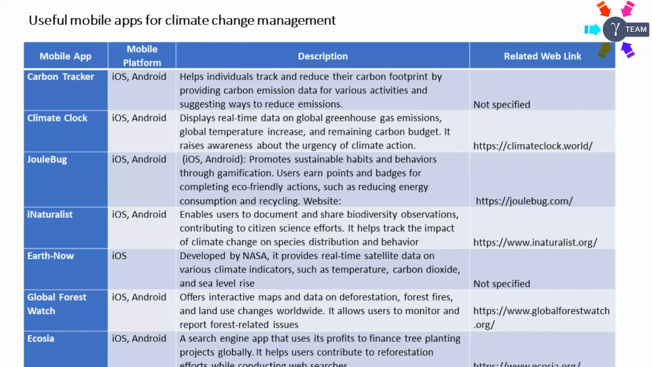So other than these web and standalone solutions, there are so many mobile apps available for climate change management. So we have selected some of the most important solutions like Carbon Tracker, Climate Clock, JouleBug, iNaturalist, Earth Now, Global Forest Watch, Ecosia. All these platforms are available on iOS and Android. You can download and use them. So let's see one example of that.